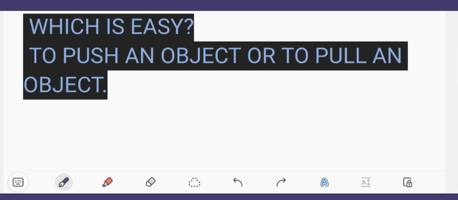Students, in this video we will be discussing which is easier, to push an object or to pull an object. We will discuss pushing an object and pulling an object differently. So here we will be starting with pushing the object. Example of pushing an object.